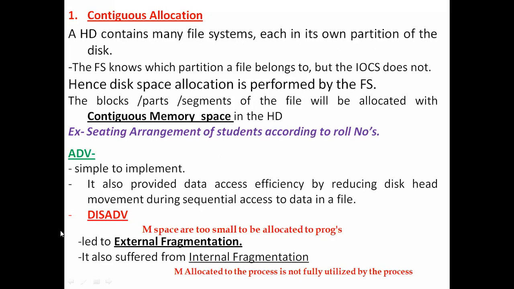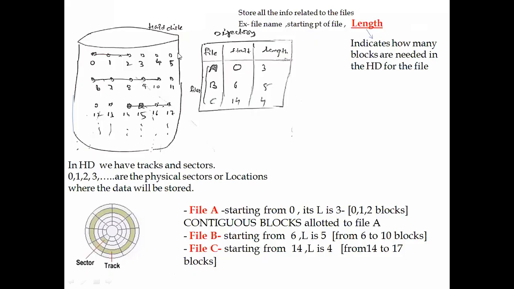Suppose I go for contiguous allocation. We have a small figure for this. You can assume this as the hard disk, or the secondary storage device, also called the backing store device, where I will be storing all the files and records. The numbers 0, 1, 2, 3, 4, 5 are the physical sectors, or the locations, where I am supposed to store the files or the records.